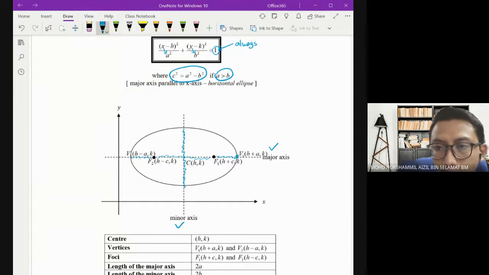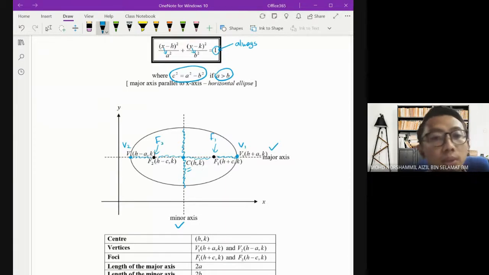And then this is your vertex. Somewhere here is your vertex. Vertex ni kira bucu lah. First vertex V1, this is the second vertex V2. And then of course we have center, C. And then somewhere here is your foci. This is the first foci, this is the second foci.